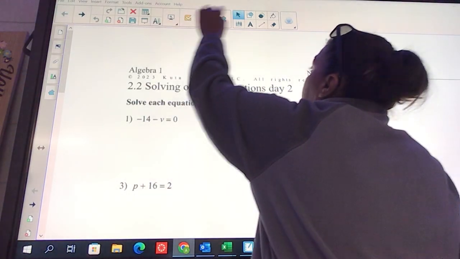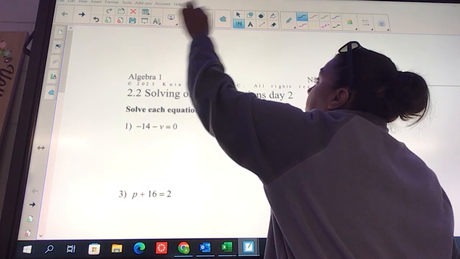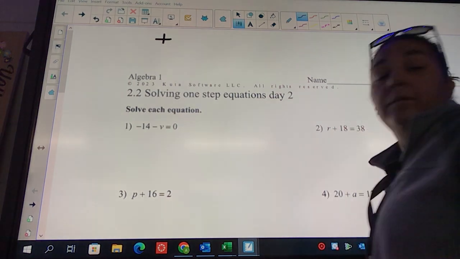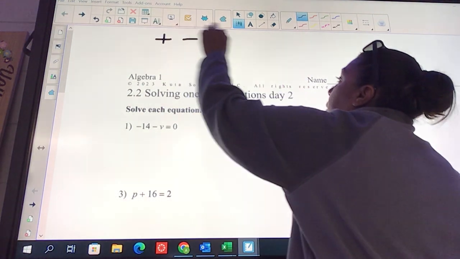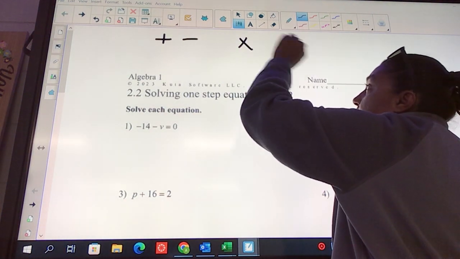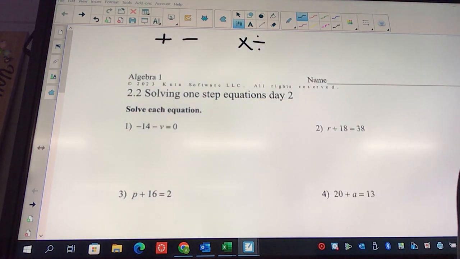Yesterday. Plus goes with what? Negative. Negative, yeah. Okay, and then multiplication goes with what? Division. Okay, so those are kind of the groups, because we're always going to be doing the opposite.